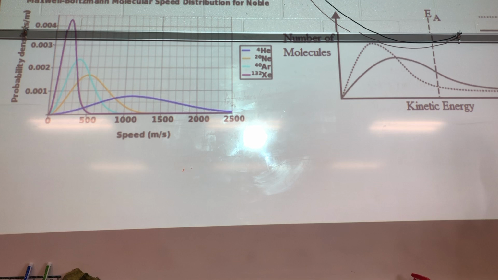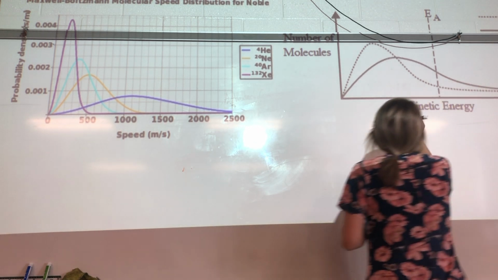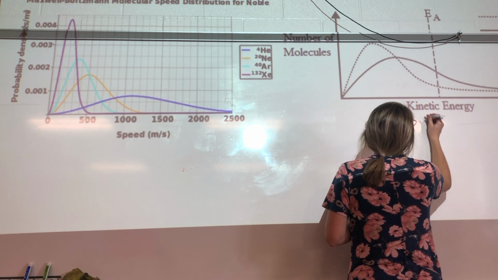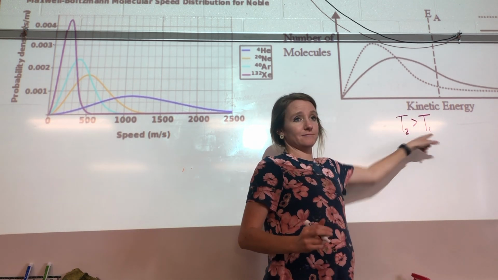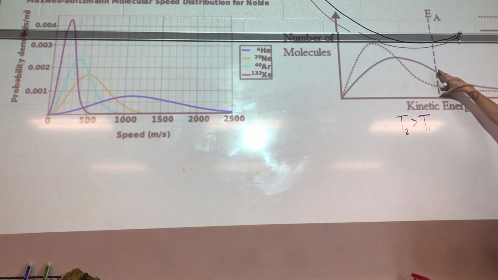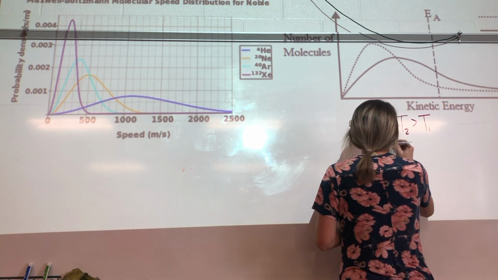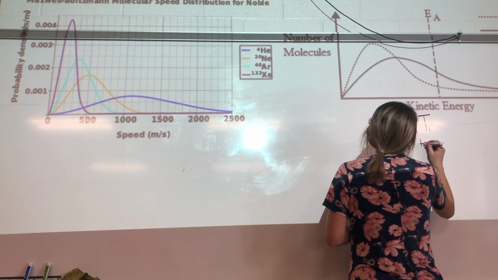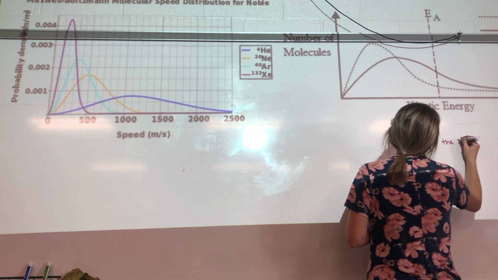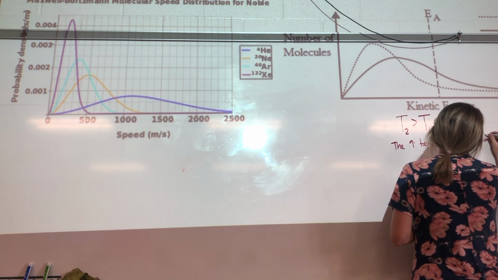What this graph shows us is that molecules at higher temperatures can overcome the activation energy more easily than at lower temperatures. So since T2 is greater than T1 in heat, more molecules can reach that activation energy, right? Because this one has this many molecules, that one only has that many. So the higher the temperature, here's kind of the pattern, the more molecules that can pass through.